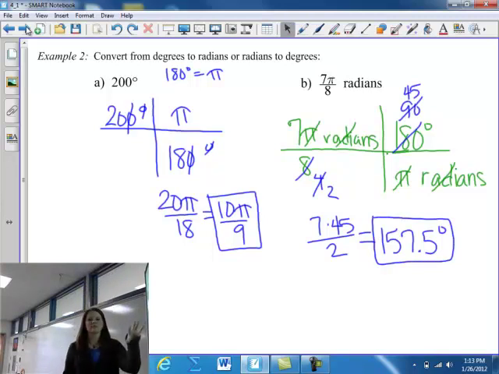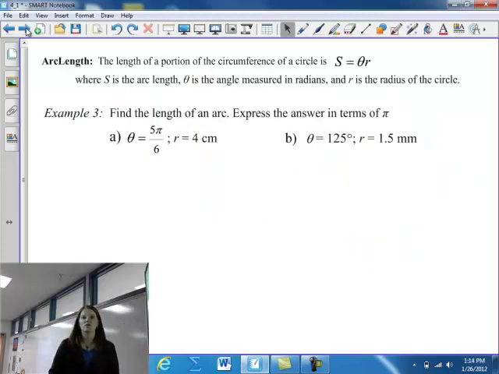All right, so why do we need to be able to convert back and forth? Okay, well, when we have you graph, we do not want you converting. Just go ahead and graph. But the next example Mr. Leck is going to show you, you're going to need to be able to convert.